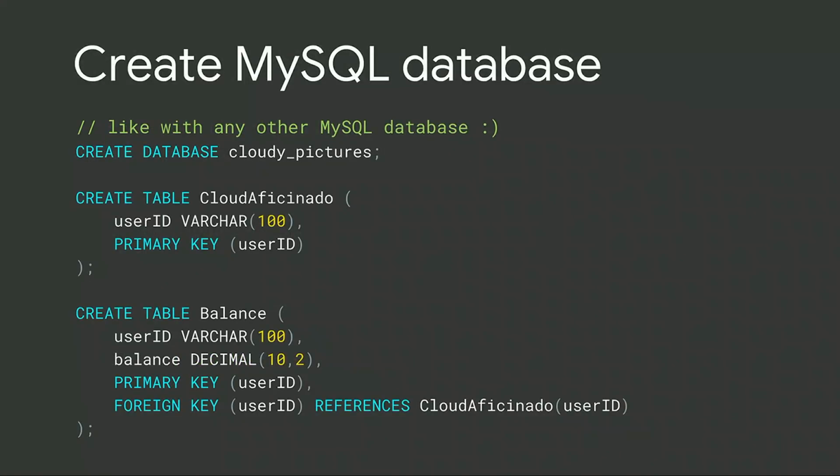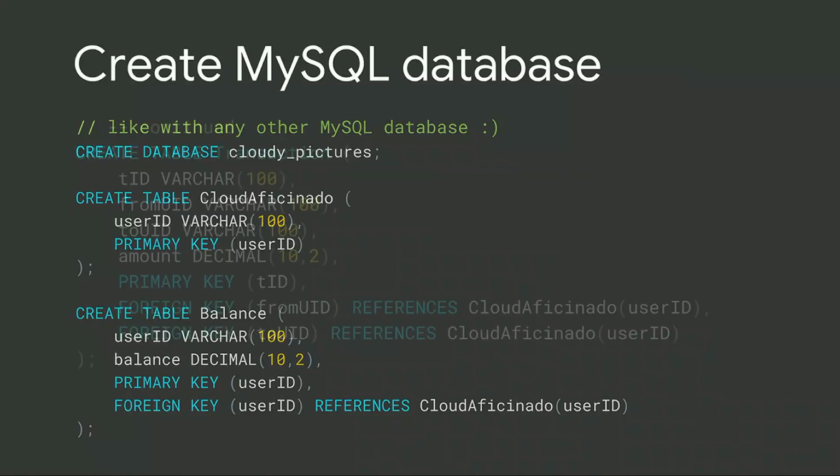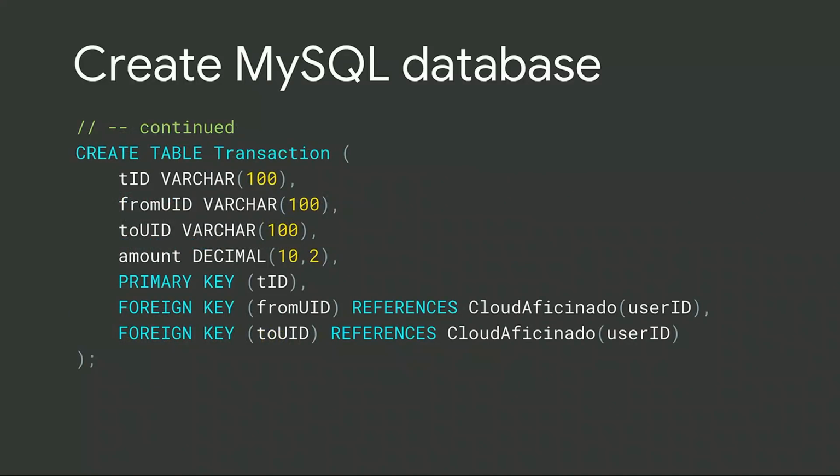That's pretty much straightforward. Who here has done something with MySQL or any SQL database? All right, amazing. So this looks very familiar. Relational schema: I'm creating a database and some tables. In this case, I'm creating a user table, the Cloud Aficionado. I'm creating a balance table, which is basically my account balance. And I'm creating a transaction table, which shows me the history of the transactions that have been done.